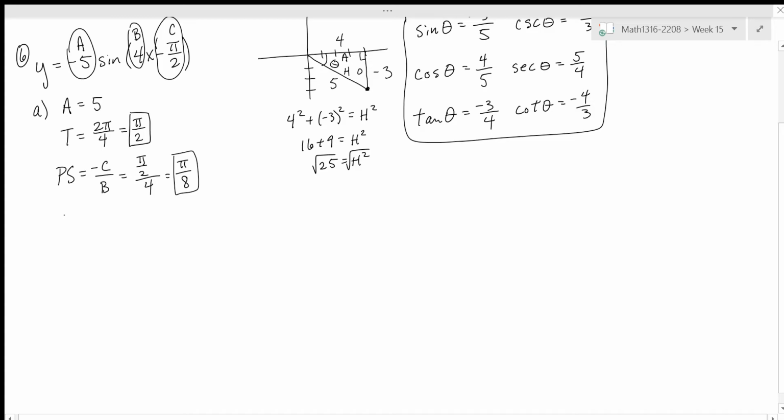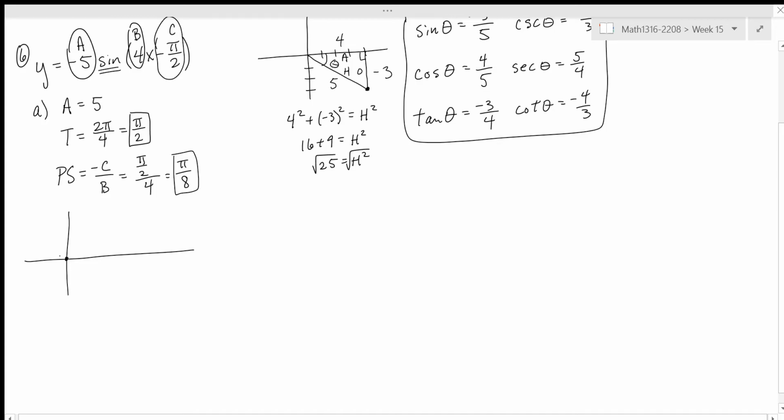Now, to the graph. Remember my 6-step method of graphing. There are 6 steps to doing a sine or a cosine wave. Step number 1, starting point. Do I have sine or cosine? And remember, sine starts at the origin.